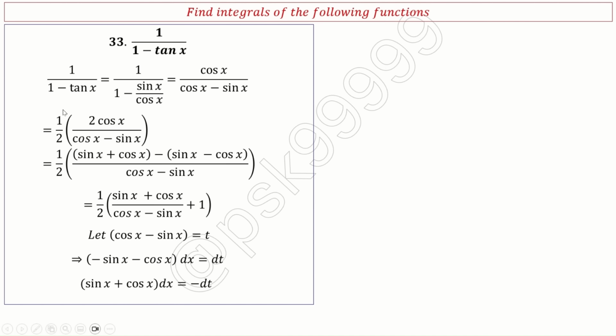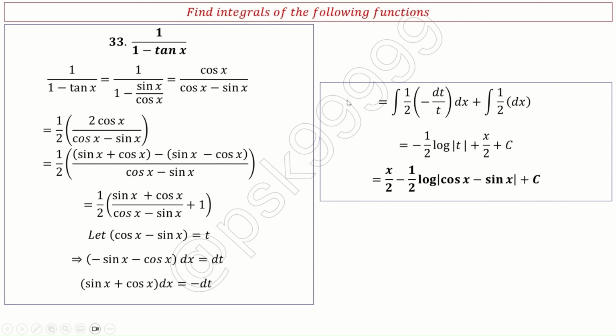1 by 1 minus tan x, exactly the same way you will do. Previously how you have done, same way you will do it. This is the answer. Next, you can do it yourself, exactly the same.